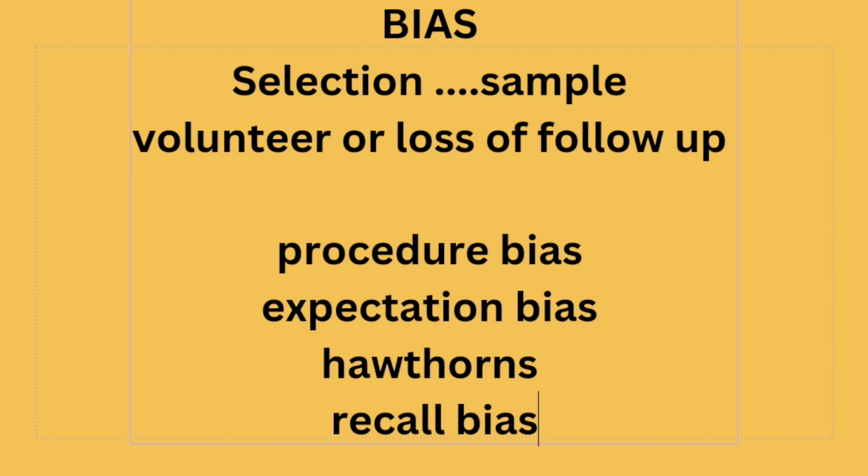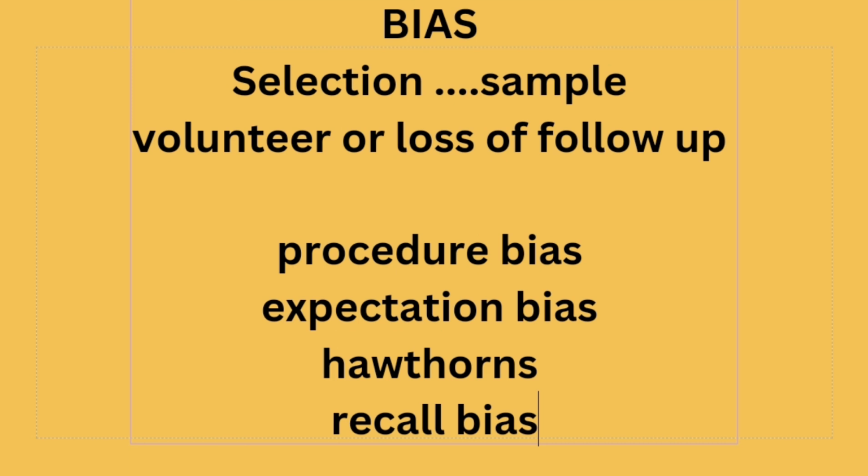Then recall bias means that the patients who have a disease would think more deeply about whether they were exposed to the particular risk factor which was associated with their disease. For example, a patient of CA lung will think more deeply about whether he was exposed to asbestos, as compared to the person who does not have CA lung.